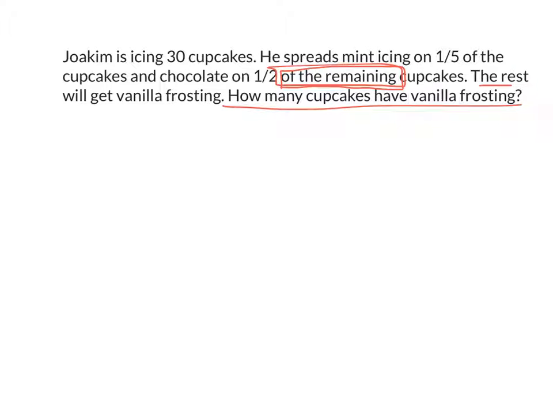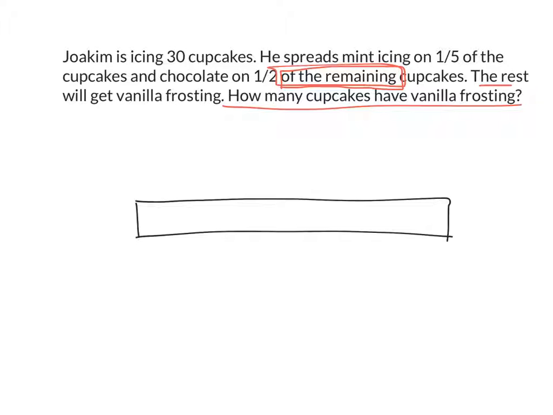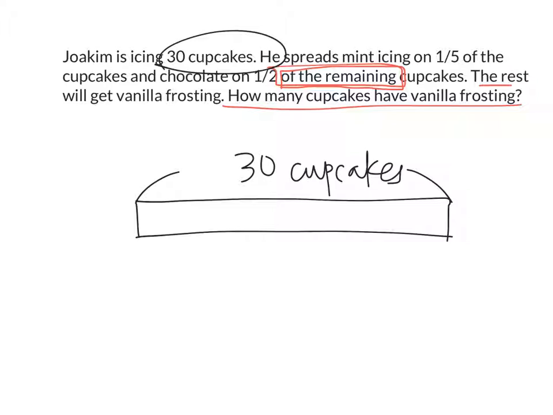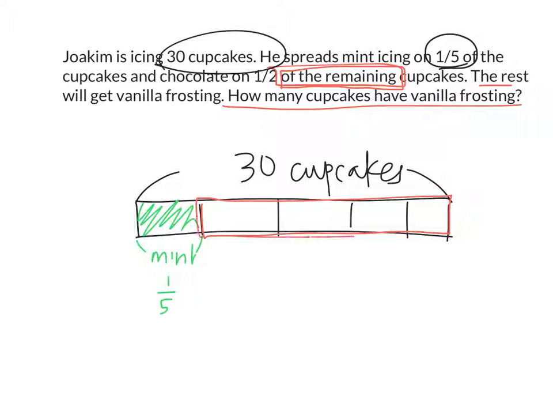Well, now that we've read the problem, let's draw a tape diagram to help us figure out what in the world it's asking. Okay, this is all the cupcakes. And in fact, we know that this is 30 cupcakes because the problem tells us that altogether he has 30 cupcakes. Okay, he's putting mint icing on 1/5 of it. So let's divide it into fifths. And this part right here, one of these fifths, is getting mint. Green for mint. Now, half of the remaining, so basically, this part over here is the remaining cupcakes. And if the mint is 1/5, then 4/5 of the cupcakes are remaining.